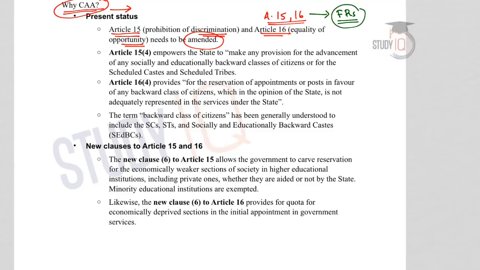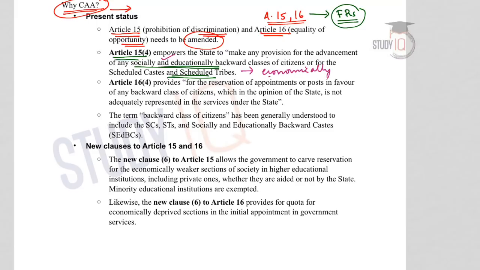Now looking closely into Article 15 Clause 4, it empowers the state to make any provision for the advancement of any socially and educationally backward classes of citizens or for the scheduled castes and scheduled tribes. So here under Article 15(4) we will see that the criteria is socially and educationally backward classes. So this does not cover economically backward classes.